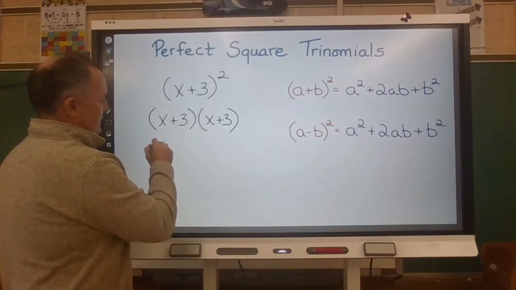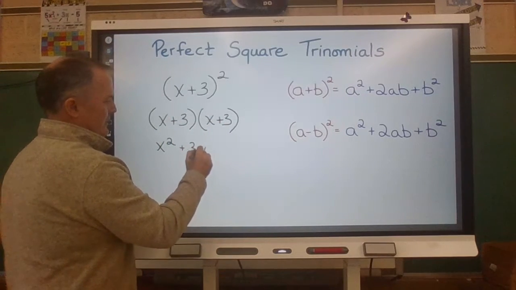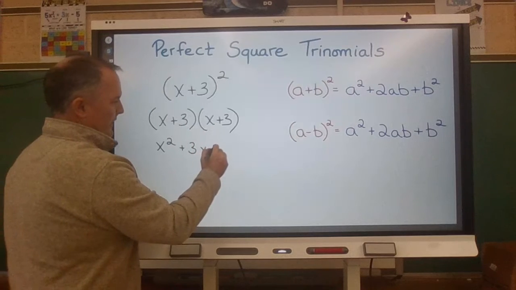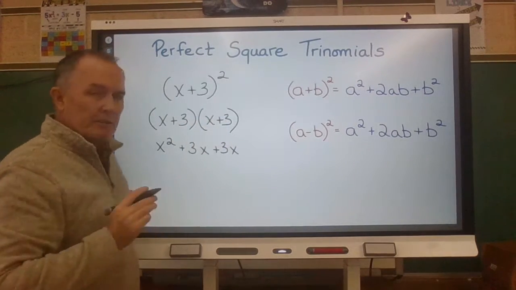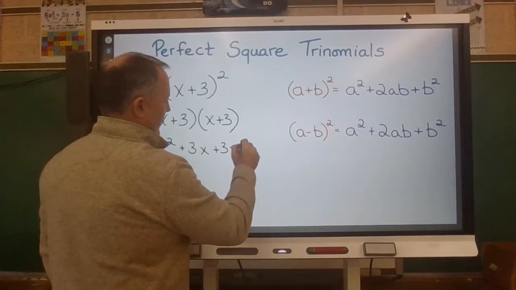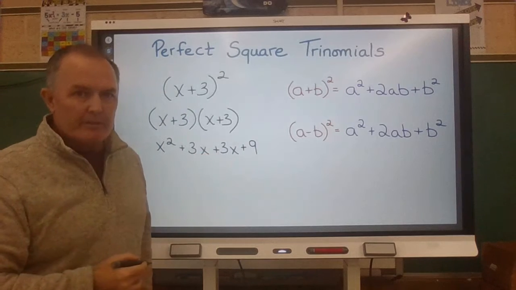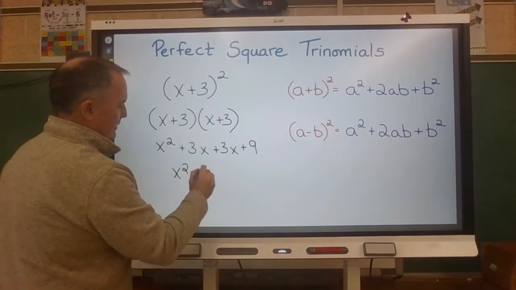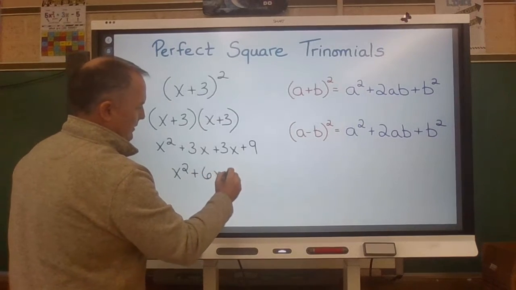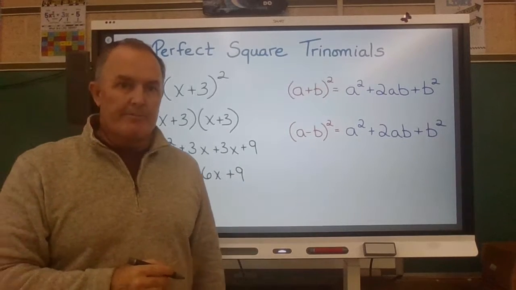X times x is x squared. If I do the outside, I get 3x. If I do the inside terms, I get another 3x. If I do my last terms, I'm multiplying them together. I get 9. If I combine my like terms in the middle, I end up with x squared plus 6x plus 9. Because remember, I'm combining my x terms in the middle.